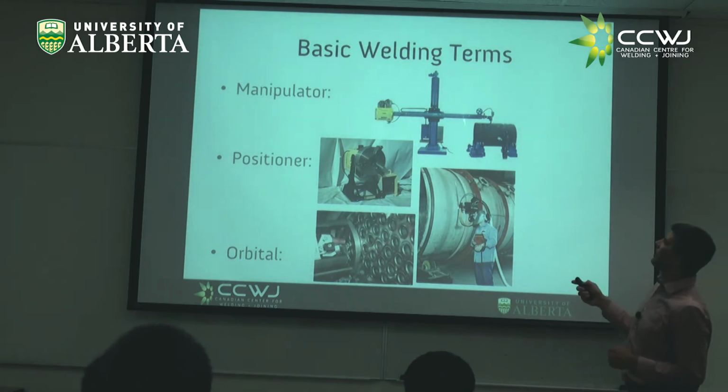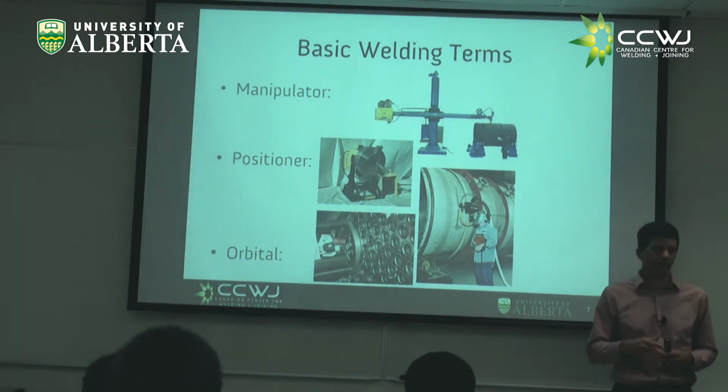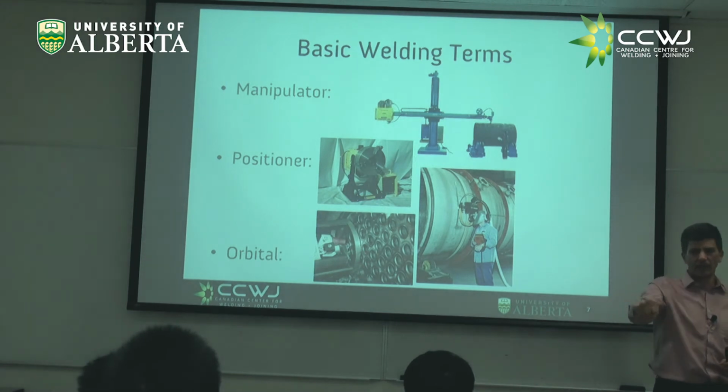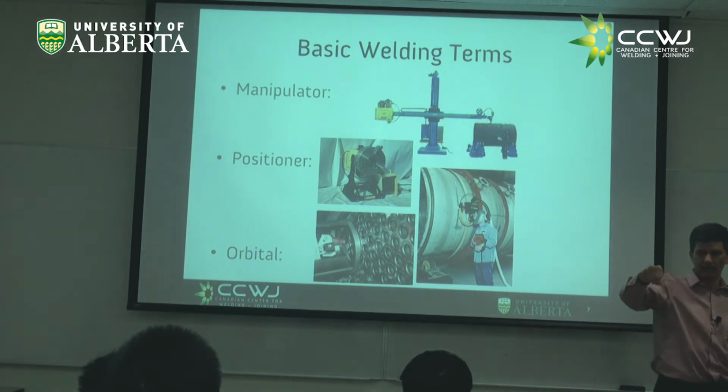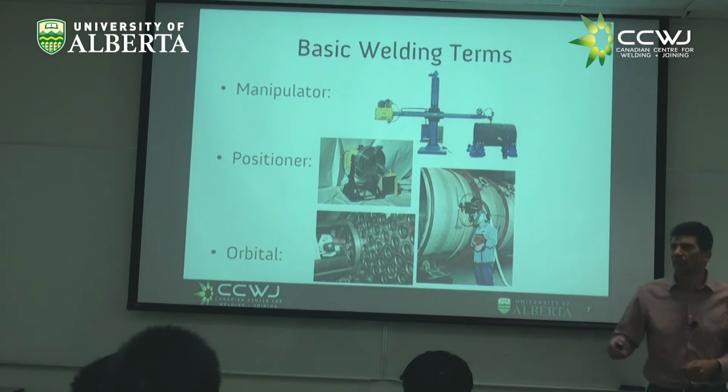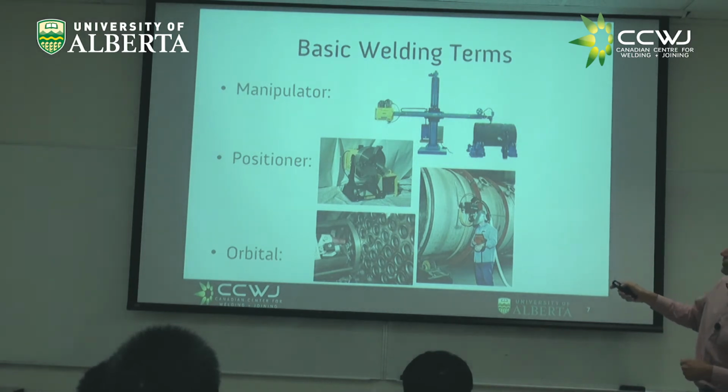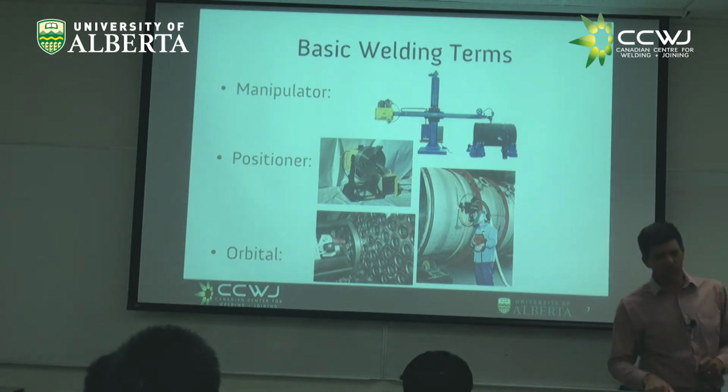More terms you're going to see in our lab. A manipulator is an arm that manipulates your torch, moves left, right, up, and down. That's a manipulator. You'll see it in action. But then you have something else called a positioner.